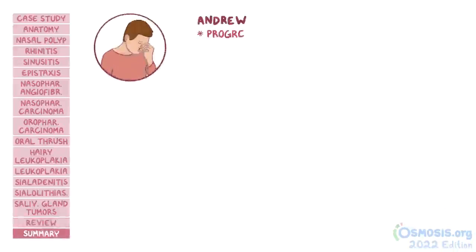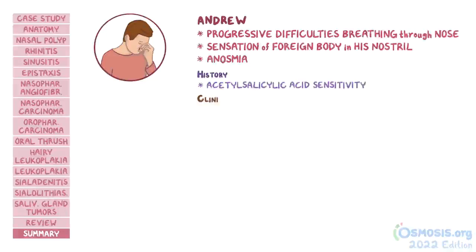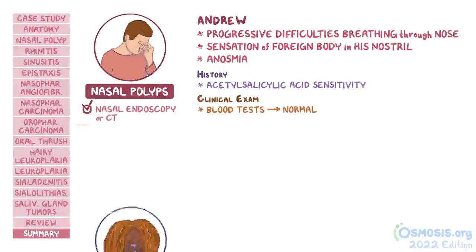Back to our cases. Andrew came in with progressive difficulties breathing through his nose, the sensation of a foreign body in his nostril, and anosmia. History revealed acetylsalicylic acid sensitivity, whereas the clinical examination and blood tests were normal. His clinical picture is highly suggestive of nasal polyps. Nasal endoscopy, or CT, would confirm the diagnosis.